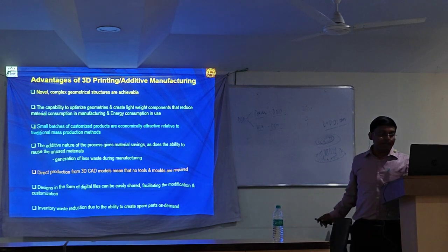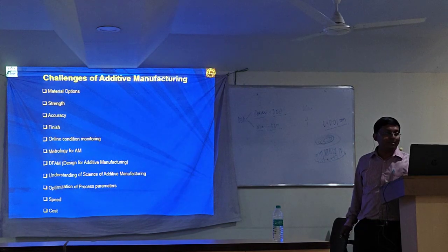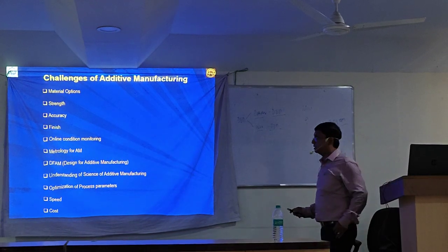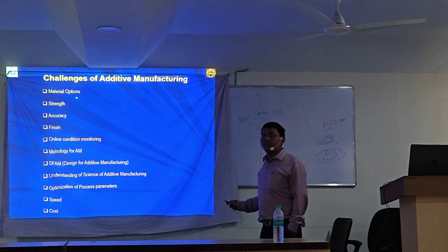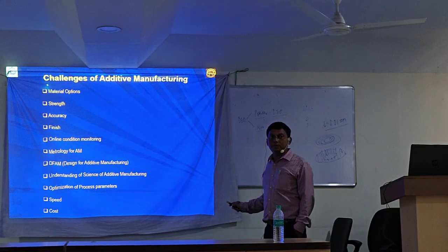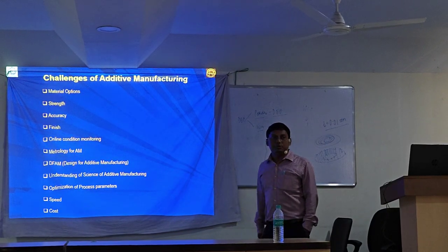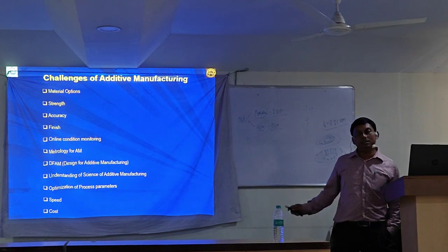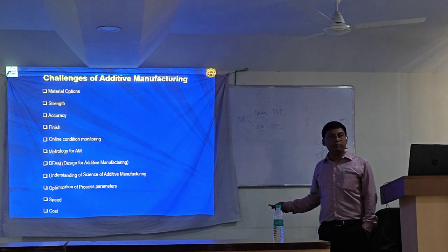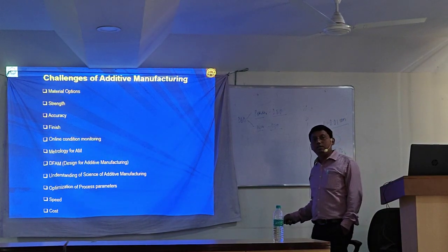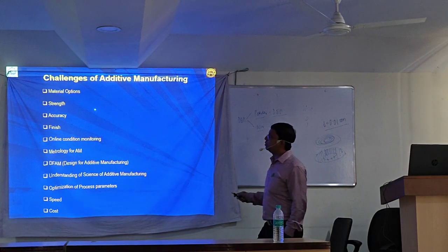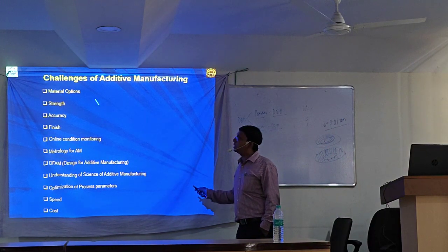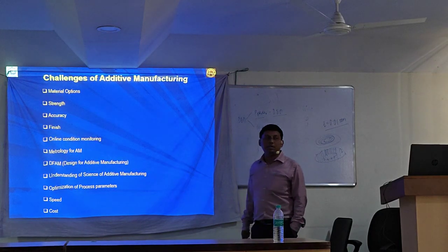But what are the drawbacks? There are a lot of challenges in additive manufacturing. First challenge is the material option, very limited material options. Next is the strength issue. Whatever strength you get in a traditional manufacturing process is not yet achieved by the additive manufacturing process. But research is going on all over the world to improve these two areas along with the accuracy and surface tension.